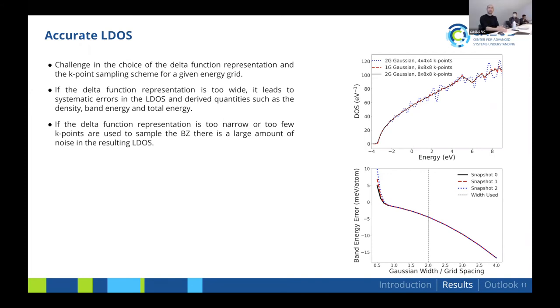But you can't afford to pick a K-point grid that is too fine because the calculation gets too expensive. The DFT calculation becomes too expensive. So it's a very similar situation to why we are smoothing our particle in cell as well, to actually reduce that noise.